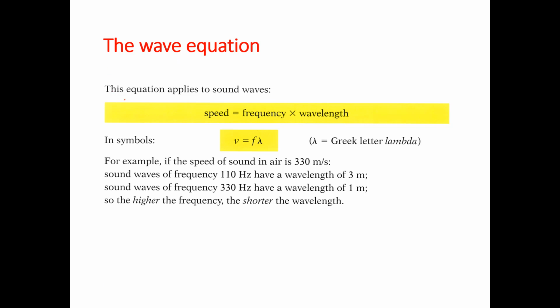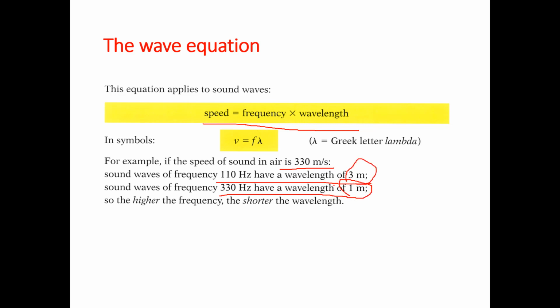The wave equation. This equation applies to sound waves. We said when you study waves, you need to use this equation. This equation says speed equals frequency times wavelength. For example, if the speed of sound in air is 300 meters per second, the sound waves of frequency 110 Hertz have a wavelength of 3 meters. Sound waves of frequency 330 Hertz have a wavelength of 1 meter.